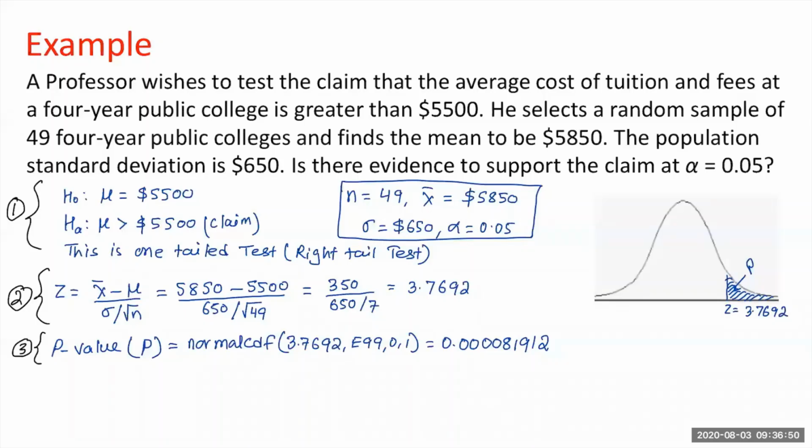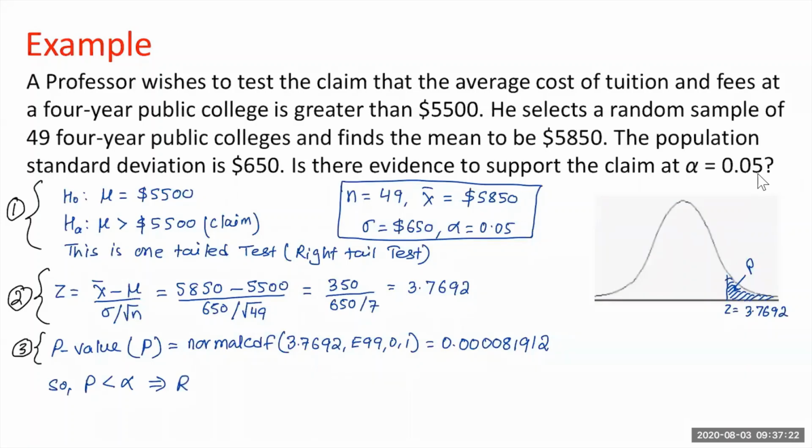So after we have the p-value in the third step, our fourth step is to compare the p-value with the alpha. So clearly you can see that the p-value is 0.00008192, which is smaller than 0.05. So what we get here is p less than alpha. Whenever we get p less than alpha, we reject the null hypothesis.